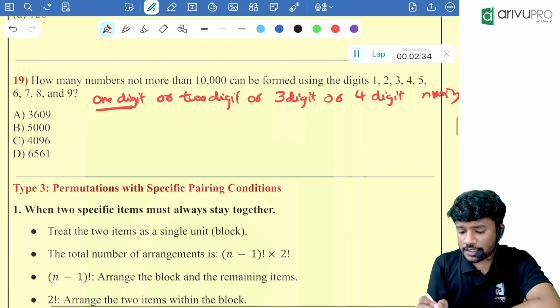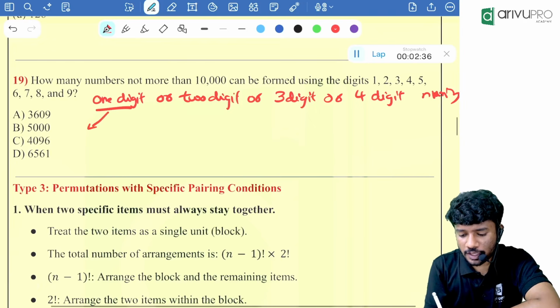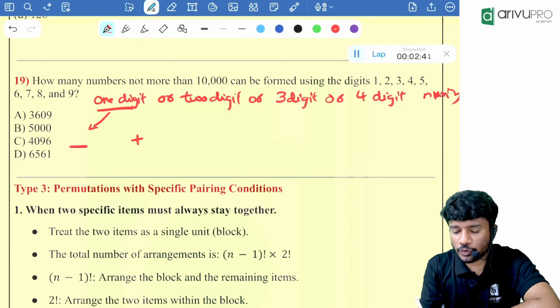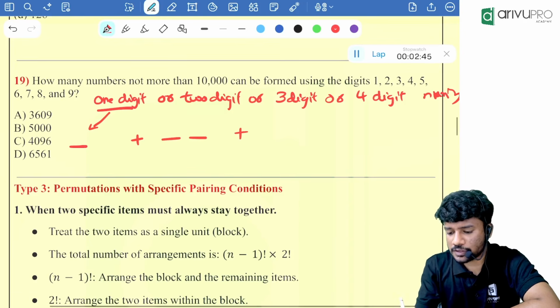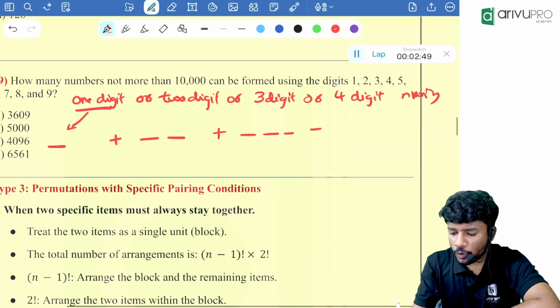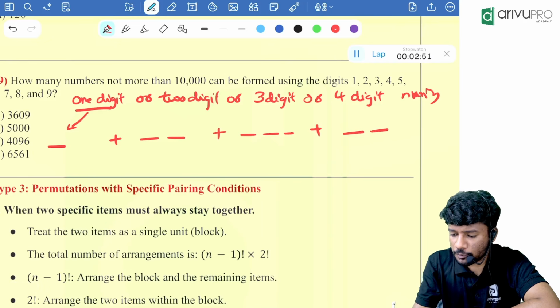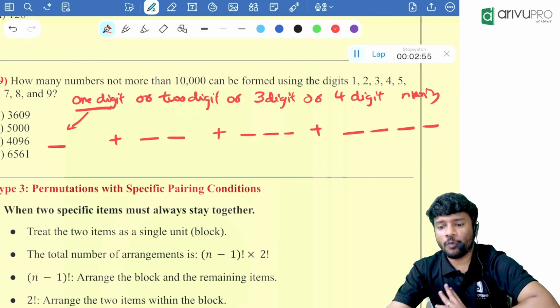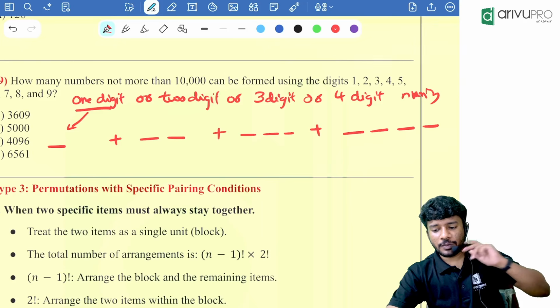Now, a one digit number has how many vacant places? One vacant place. Or means plus. A two digit number has two vacant places. Or means plus. A three digit number has three vacant places. Or means plus. A four digit number has four vacant places.